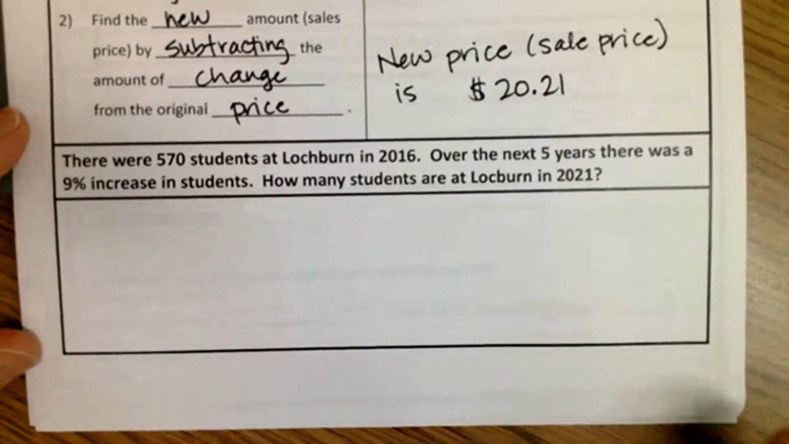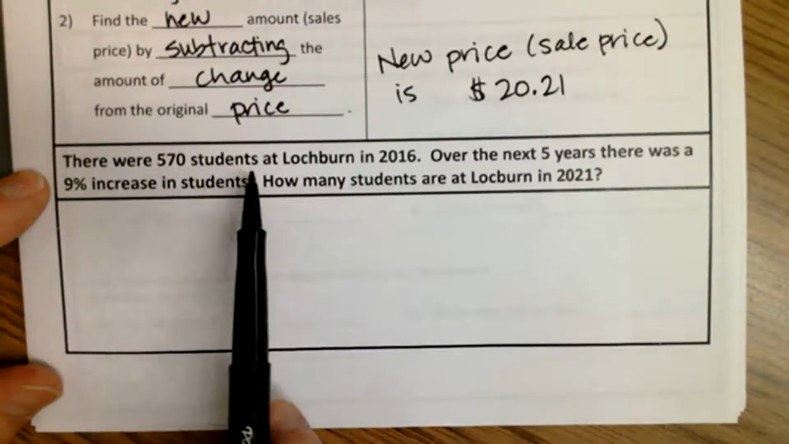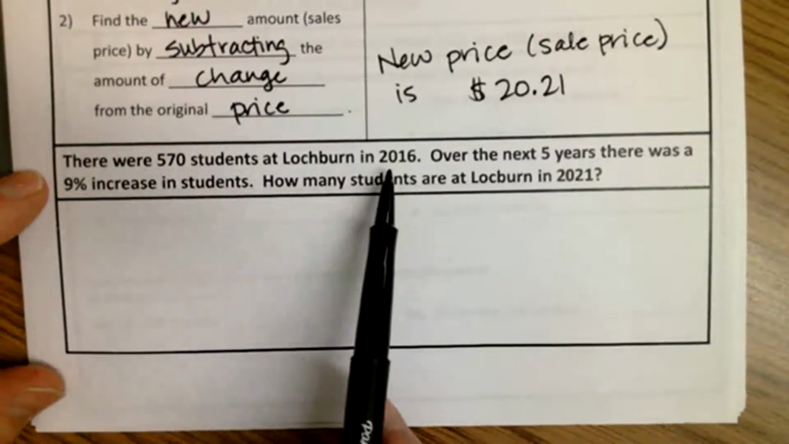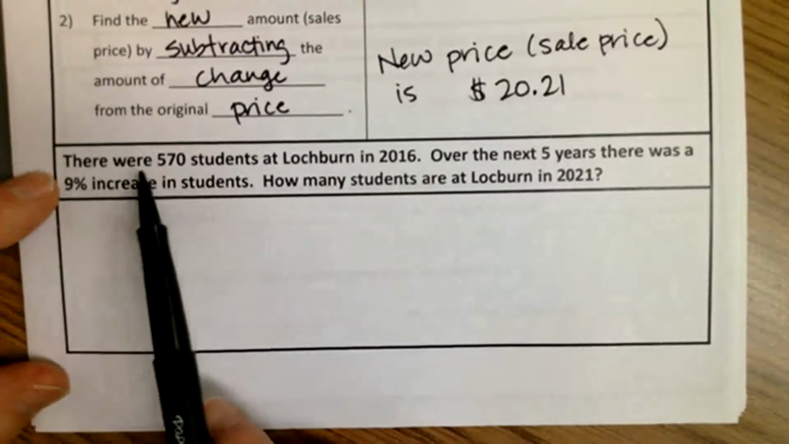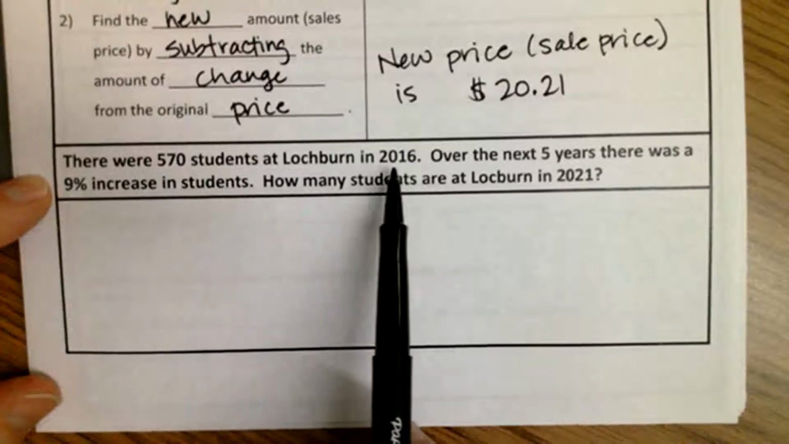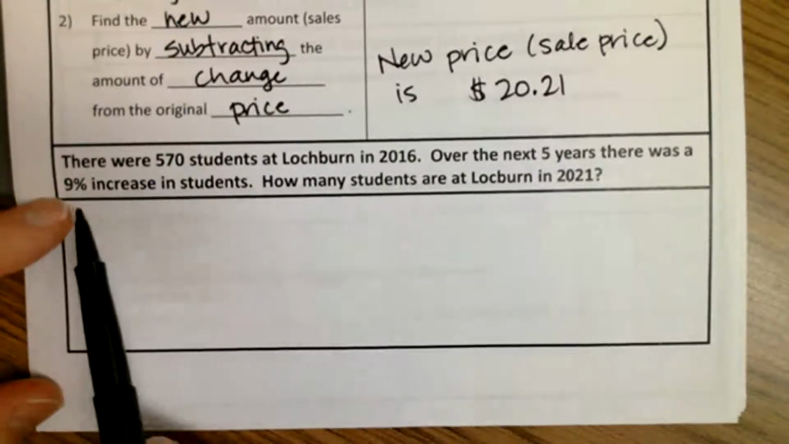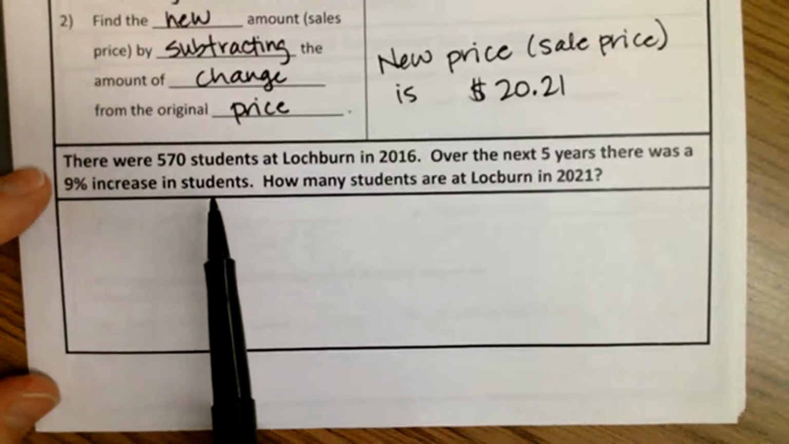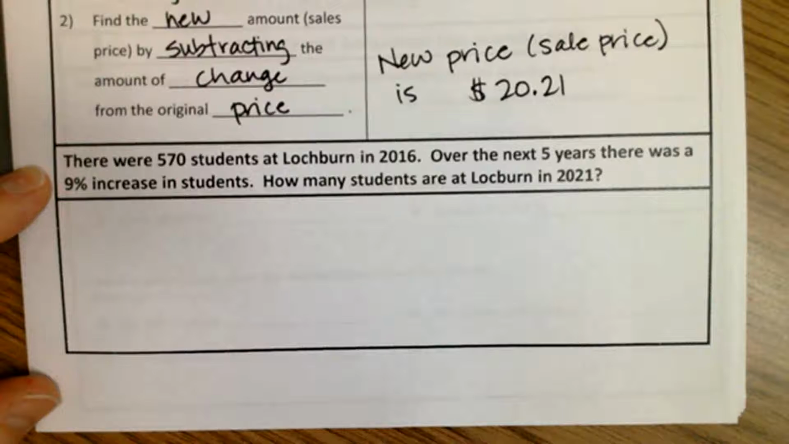Okay, we're going to practice that one more time, and instead of a decrease in price for a sale, it's going to be an increase. So there were 570 students at Lockburn in 2016. I just made these numbers. I don't know if that's actually true. Over the next 5 years, there was a 9% increase in students. How many students are at Lockburn in 2021?